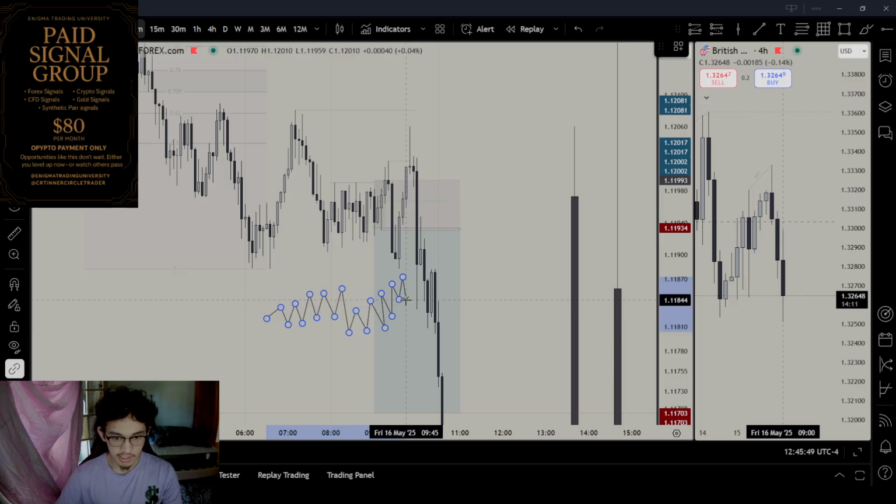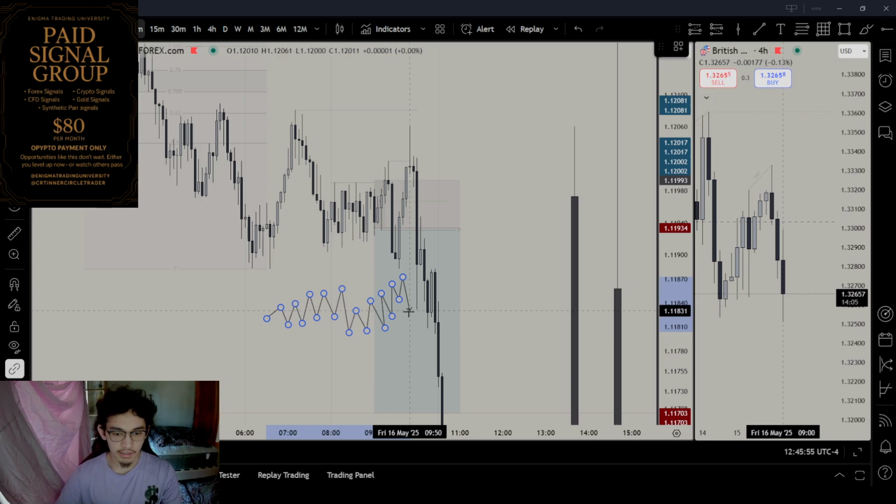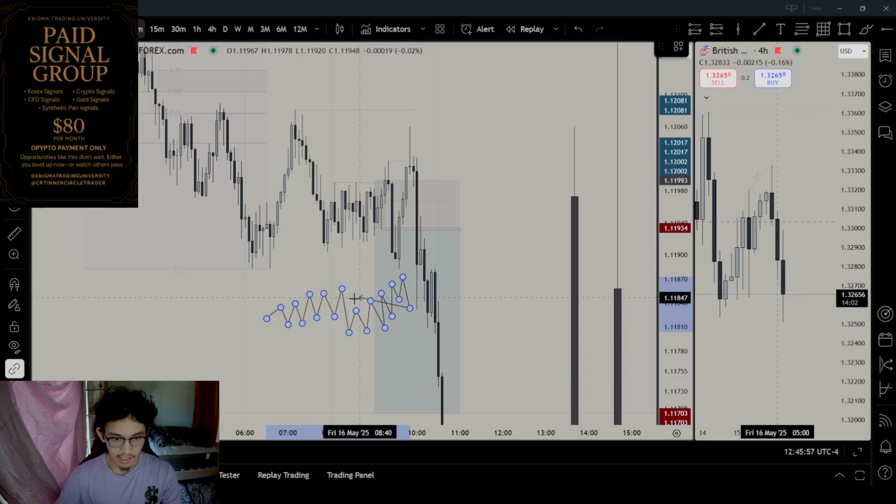Once those false participants get swept out, then the market proceeds to go lower. Or you could say the early sellers or early buyers. And now, since there's enough liquidity resting there, the market proceeds to go lower.